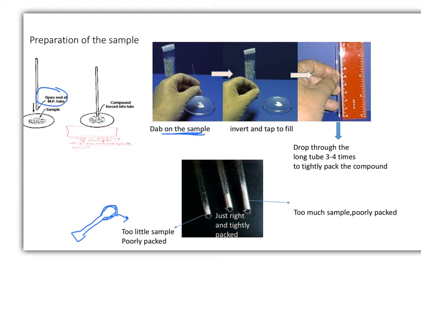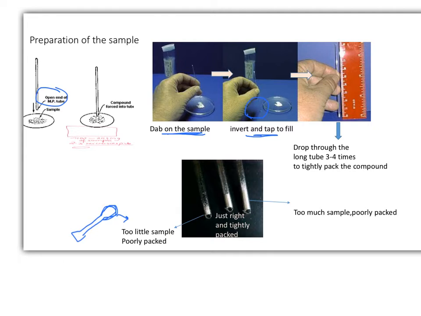We are going to dab a couple times on the sample and then just invert it and go tap tap tap on the table on your bench top. So dab the sample every time you want to fill it in, invert it and tap tap tap, and it will start to fill in the capillary tube. The sample is going to go in at the bottom of that sealed end.